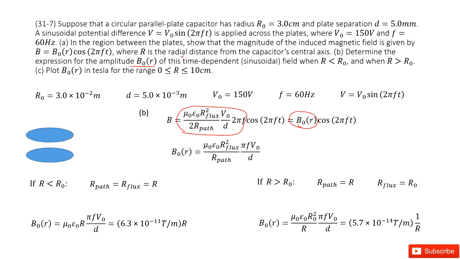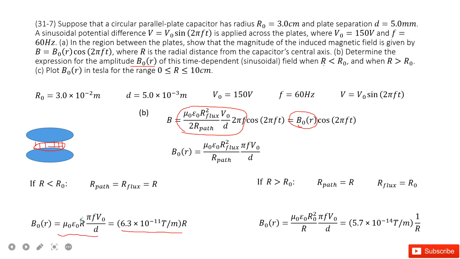Now, for the time dependence, there are two cases. The first case is r smaller than R0. If r is smaller than R0, we draw this r in this way. In this region, you can see the r path is just r, right? And r flux, because all this region has electric field, is also r. So in this case we simplify it and get the equation like this. Then input all the given quantities and you get the answer there. It is a function of r.